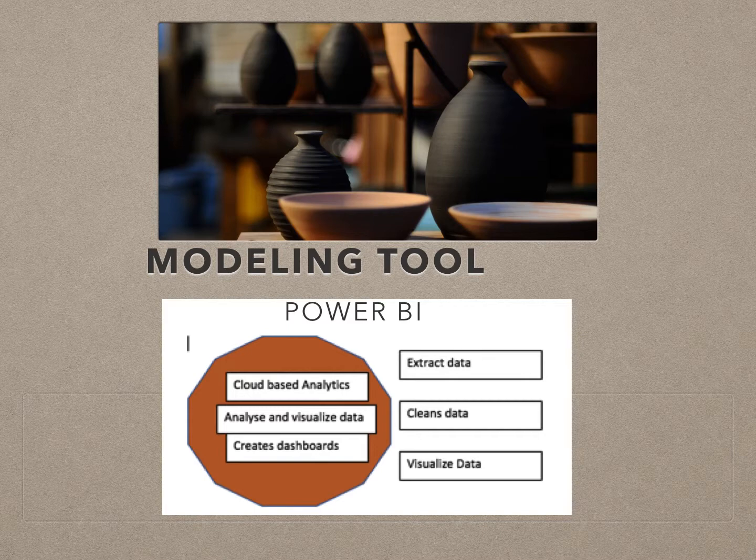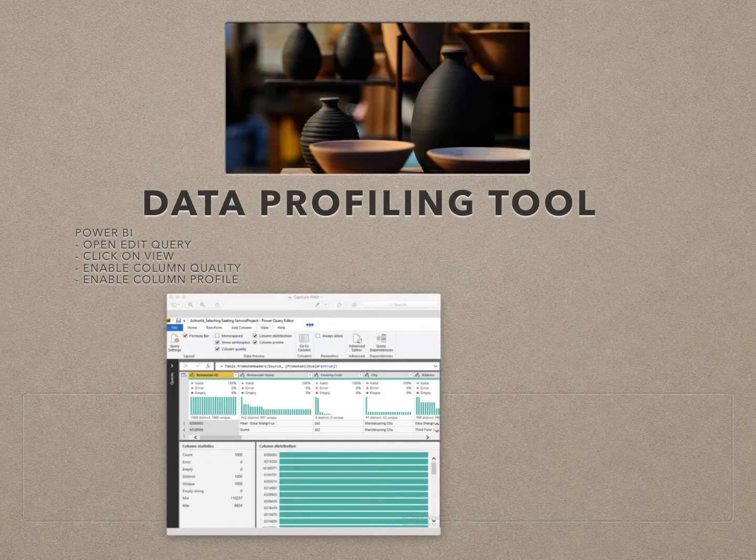Power BI can be used to extract data, it can be used to cleanse data, and also it is used to visualize data. The next thing I'll be looking at is the data profiling tool. A data profiling tool is actually embedded in Power BI, so we don't need to go far to look for it. Once Power BI is open, you click on Edit Query, click on View, and then check the box that says column quality and column profile. You can also check column distribution.